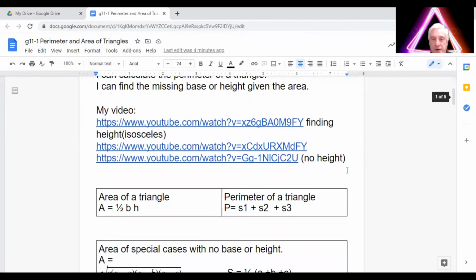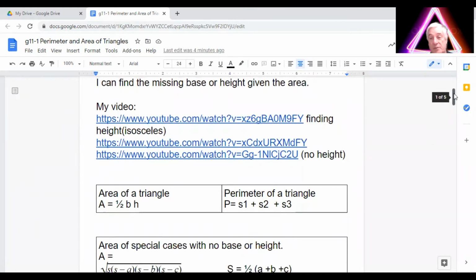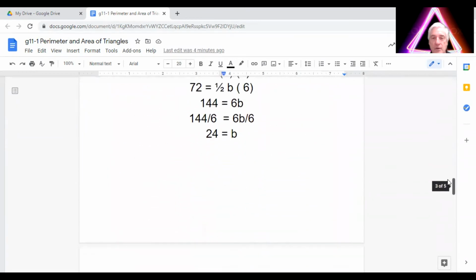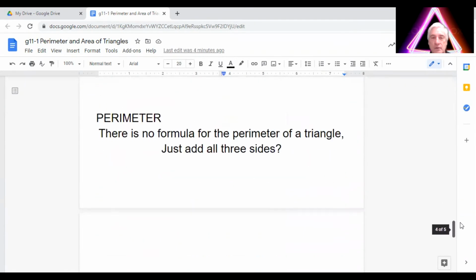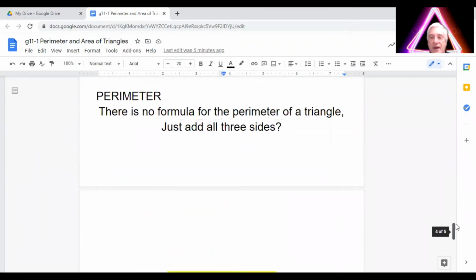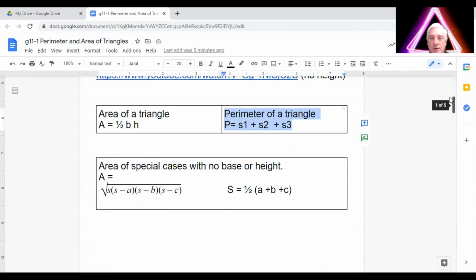Let's start with perimeter. Perimeter of a triangle: you add up side 1, side 2, side 3. There's really no formula for the perimeter of a triangle, so I kind of made one here. How do you find the perimeter of a triangle? There is no formula. Just add all 3 sides.